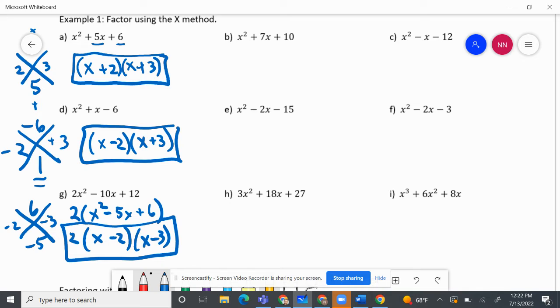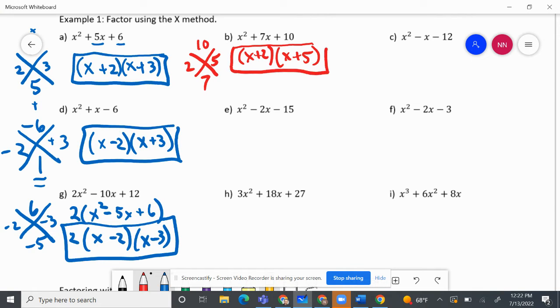So looking at letter B, we're looking for two numbers that multiply together to give us 10 and add up to 7, and that would be 2 and 5. So we have x plus 2 and x plus 5. For the next one, two numbers that multiply together to give us -12 and add up to -1. That would be -4 and 3. So we have x minus 4 and x plus 3.